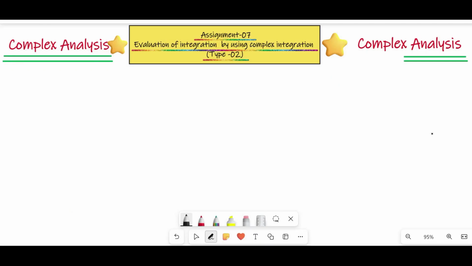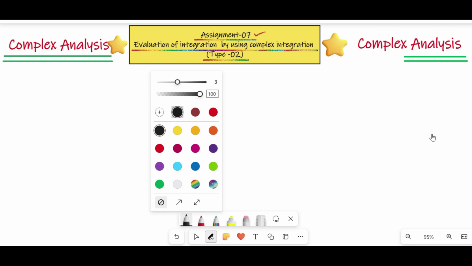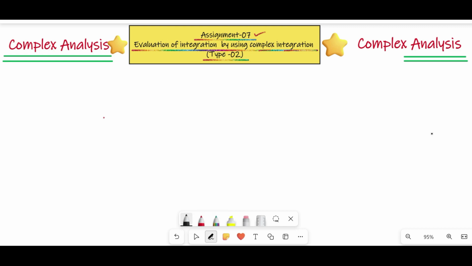Hey guys, I am going to give the solution of assignment 7. In this assignment 7, we will solve the integration by using complex value integration, and such type of integral is known as type 2 integral.